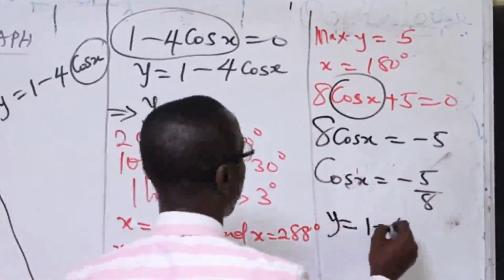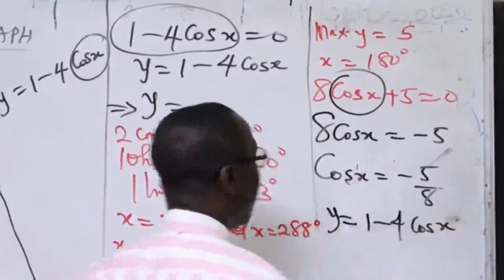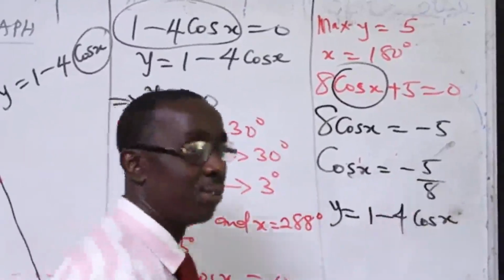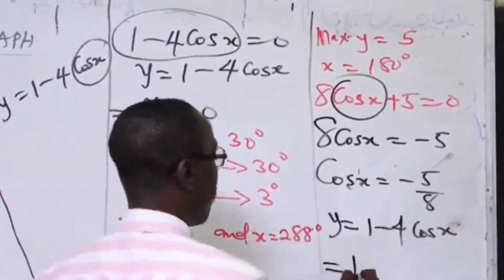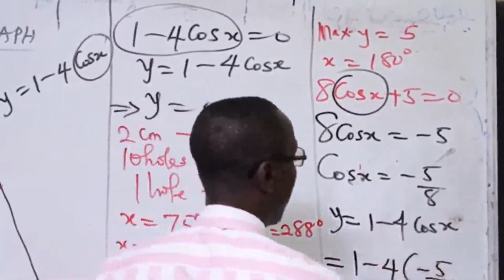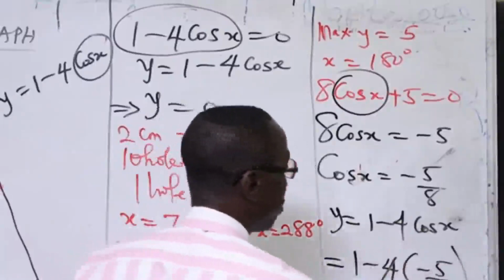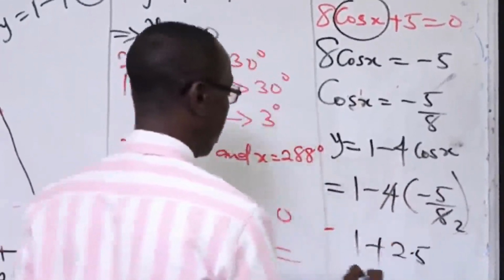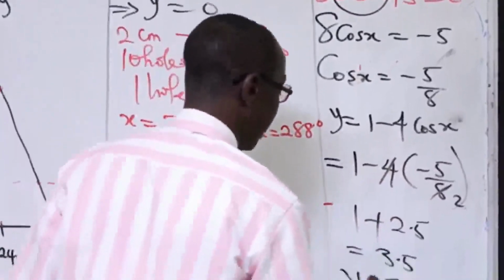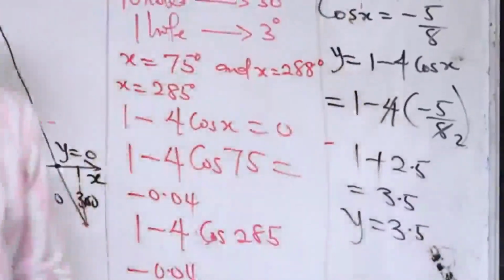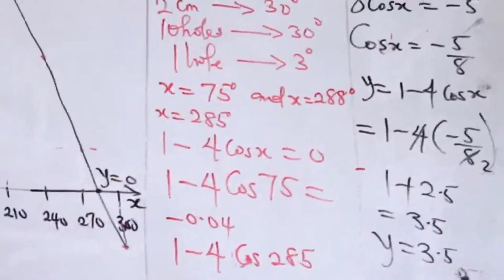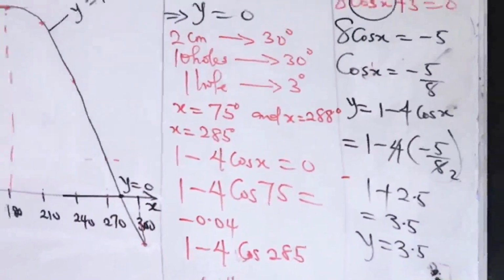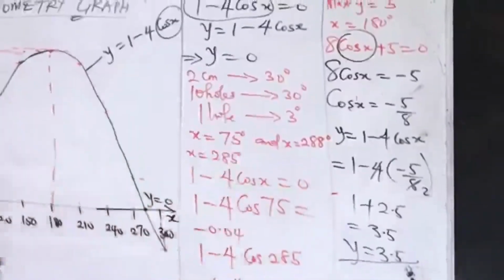I'll just go back to the original equation of the graph. y is equal to 1 minus 4 cos x. And wherever I see cos x now, I'll put minus 5 over 8. This will be equal to 1 minus 4 into minus 5 over 8. What's that? This will be 1 plus 2.5, which is 3.5. It means y is equal to 3.5. Class, are we on the same page? Yes, sir. As soon as you can get this, your problem is solved.